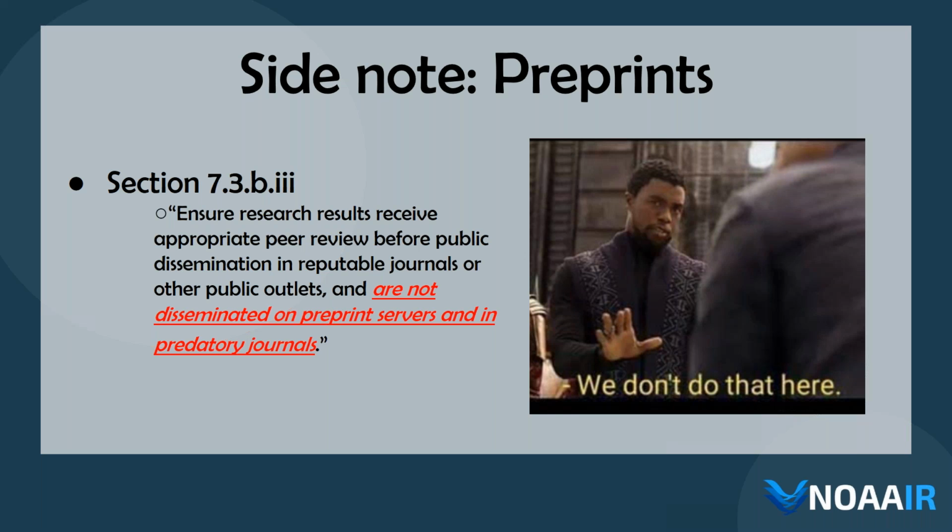There are a number of preprint servers. The number of servers is growing exponentially. There's a lot of movement in it. I wanted to highlight that within NOAA, per our scientific integrity policy, the NAO, NOAA authors are not to disseminate their research on preprint servers or in predatory journals.